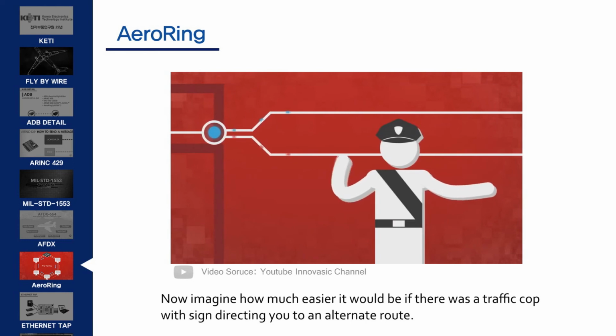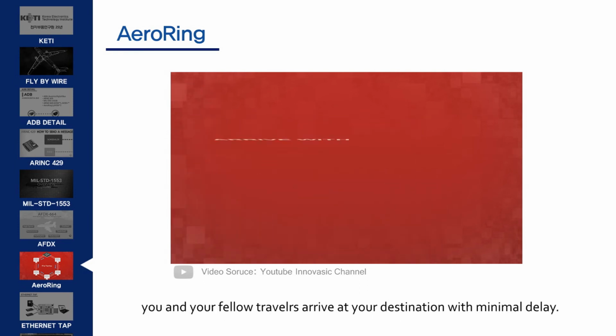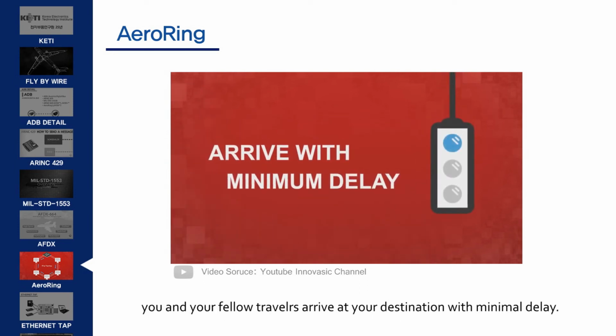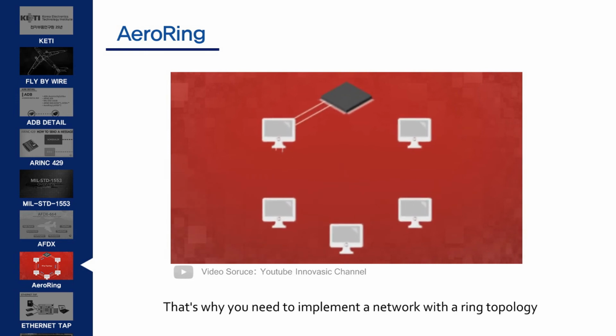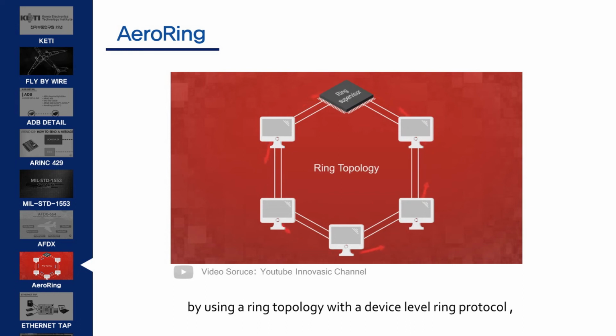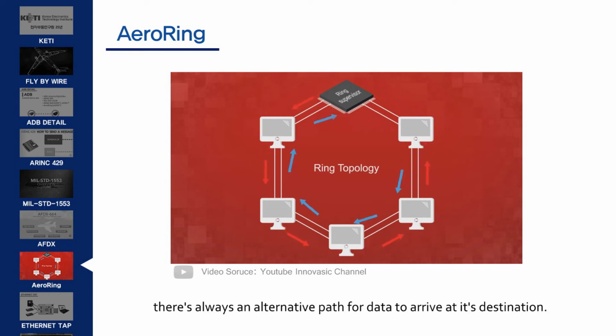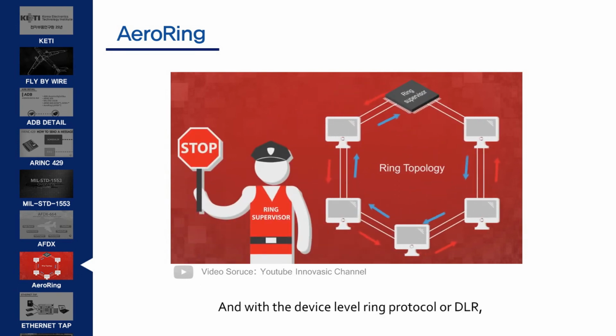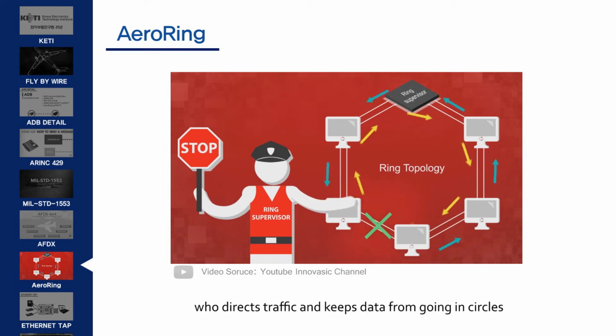Now imagine how much easier it would be if there was a traffic cop with a sign directing you to an alternate route. You and your fellow travelers arrive at your destination with minimal delay. That's why you need to implement a network with a ring topology. By using a ring topology with the device-level ring protocol, there's always an alternative path for data to arrive at its destination. And with the device-level ring protocol, or DLR, there's a traffic cop, known as a ring supervisor, who directs traffic and keeps data from going in circles.